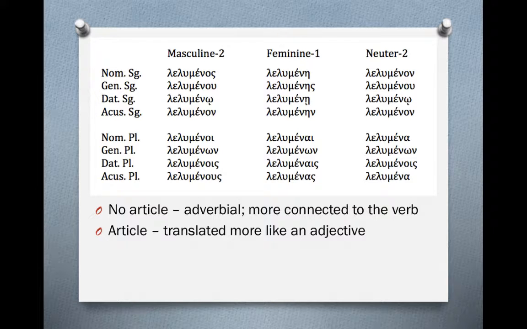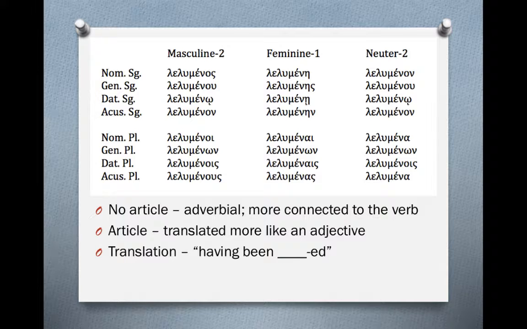If it does have an article, then we're going to translate these participles a little more like an adjective, and this is something that we've seen in the previous videos. So the translation for these would be having been, and then the past participle form of whatever the verbal stem means. So if these forms are from lu, and so that's loose, having been loosed.